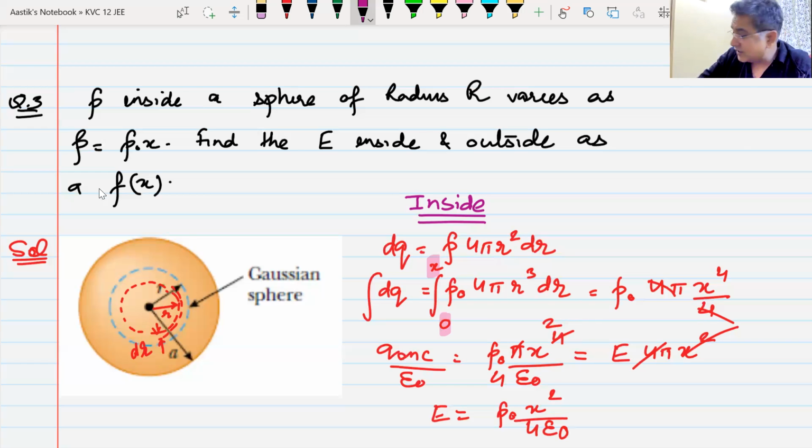So in that case, what do I need to do for the outside point? Has anyone noted down the inside point? Yes or no? No, sir. Please note it down for the inside point, and I will move on with the outside point.